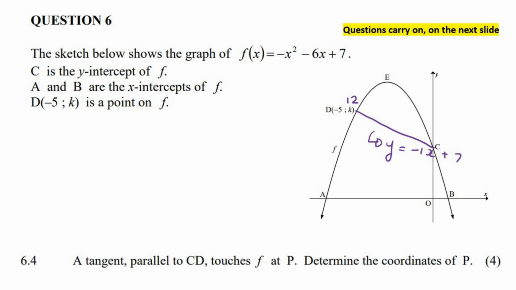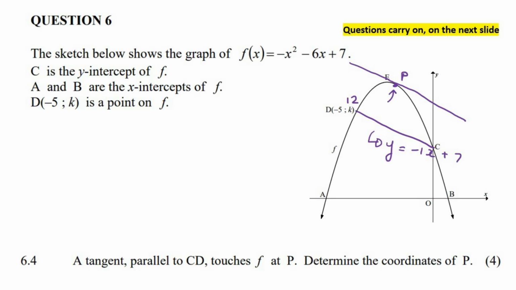Okay, so if you're a grade 12 calculus learner, what you could do is... it says that a tangent, which is parallel to CD, touches f at point P. So it would probably go something like that. Wait, it's a tangent, so it only touches once. Okay, there we go. So that would be point P over there.